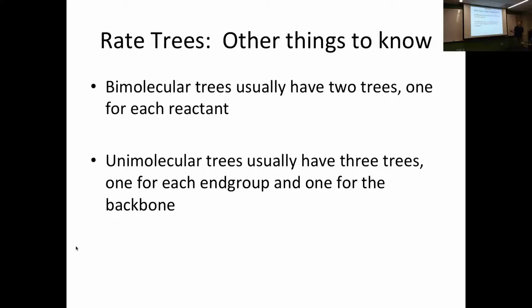Some other things to know is that in general, bimolecular reactions have bimolecular trees, which means they have 2 trees. However, unimolecular reactions usually have 3 trees. There are some exceptions to both of these because some of the reaction families are somewhat complicated. For bimolecular, it's simply one tree for one of the reactants and one for the other reactant. For unimolecular, we have a tree for the backbone that connects the 2 reacting groups and a tree for each of the reacting groups.